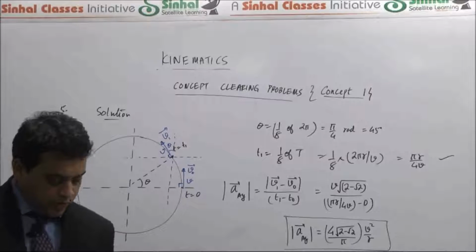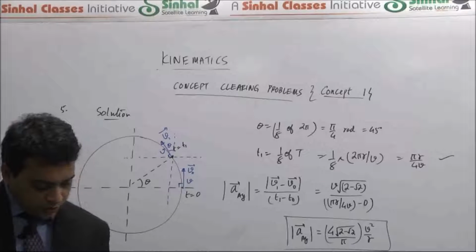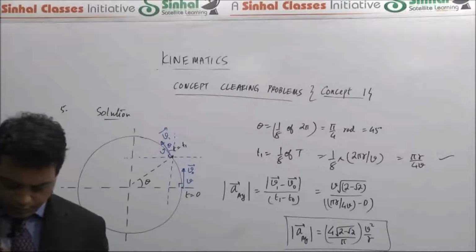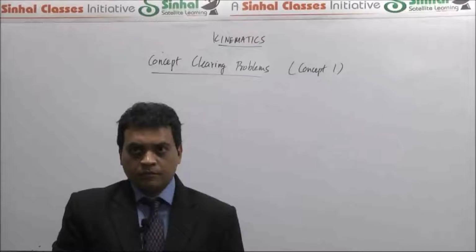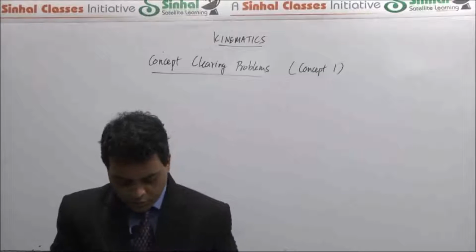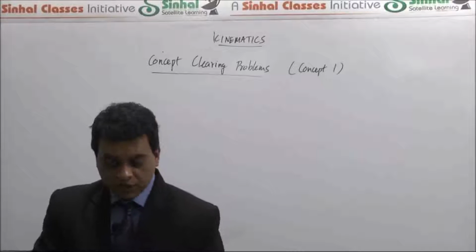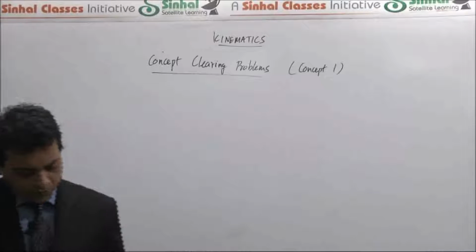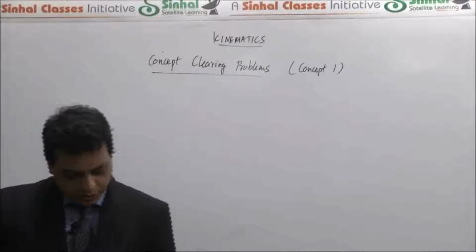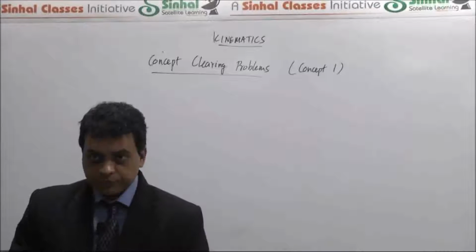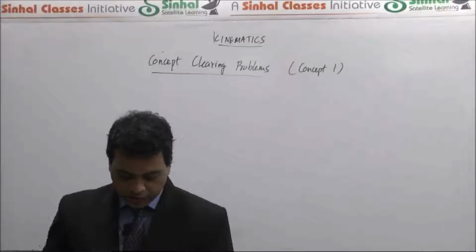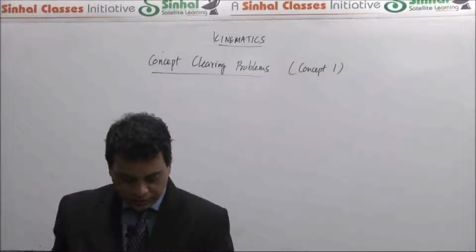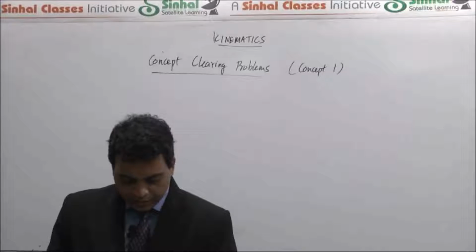So we will continue with more problems after this. Okay. So continuing ahead with the concept clearing problems. Next, we will look at the 10th one. So this problem says that a body is traveling with given velocities in successive intervals of time, and we have to find the average velocity.